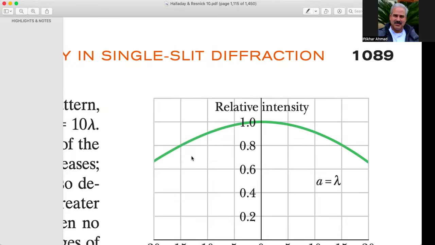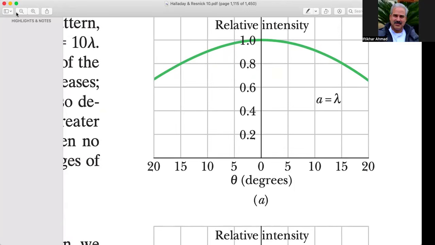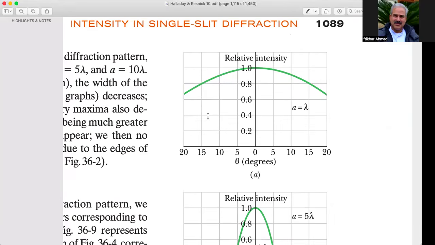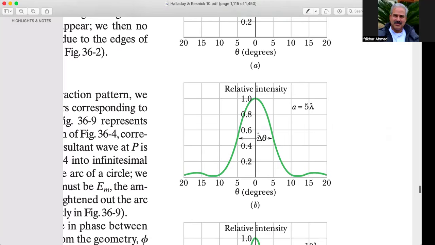So here the slit size is comparable to the wavelength. In this case, since the wavelength is comparable to the slit size, diffraction happens. We have intensity all over the screen. But if we increase the slit size to 5 times, we saw again that diffraction happens, and we have a beautiful diffraction pattern.